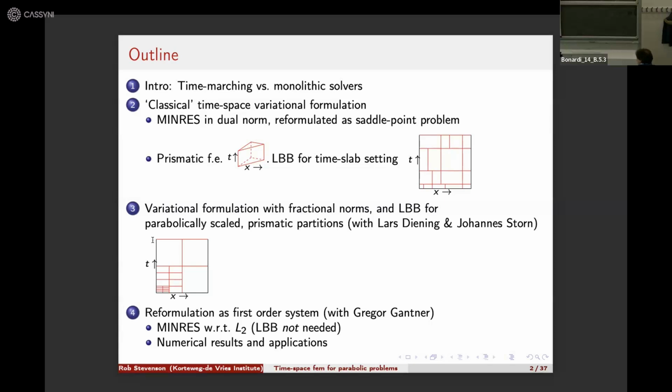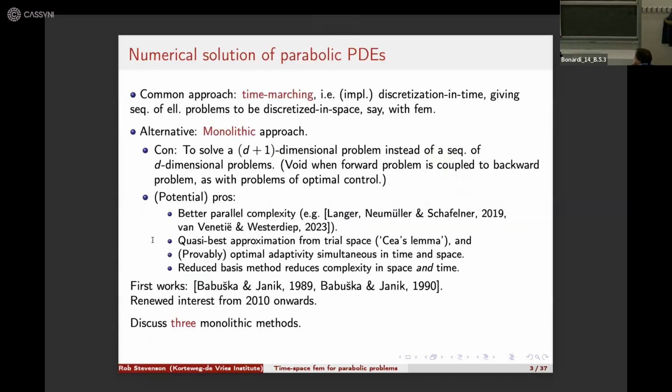And for this problem, I will show you some numerical results and give some applications. But this formulation also has some disadvantages, as you will see. Okay, but I should, of course, emphasize the advantages.